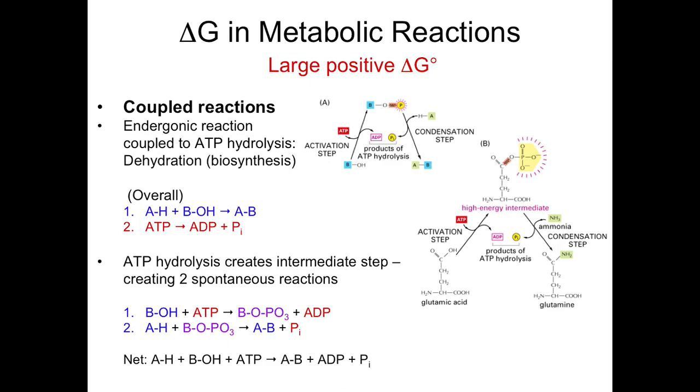But we said that if there was a large positive delta G, a large requirement for free energy, they would have to couple that to a different process or a different reaction that produced enough energy to power it. And oftentimes when that happens, such as in the case of ATP hydrolysis, that's going to be a coupled process where you create an intermediate molecule like this charged B, this B phosphate. So it's not really A plus B goes to AB, it's really A plus B phosphate becomes AB.